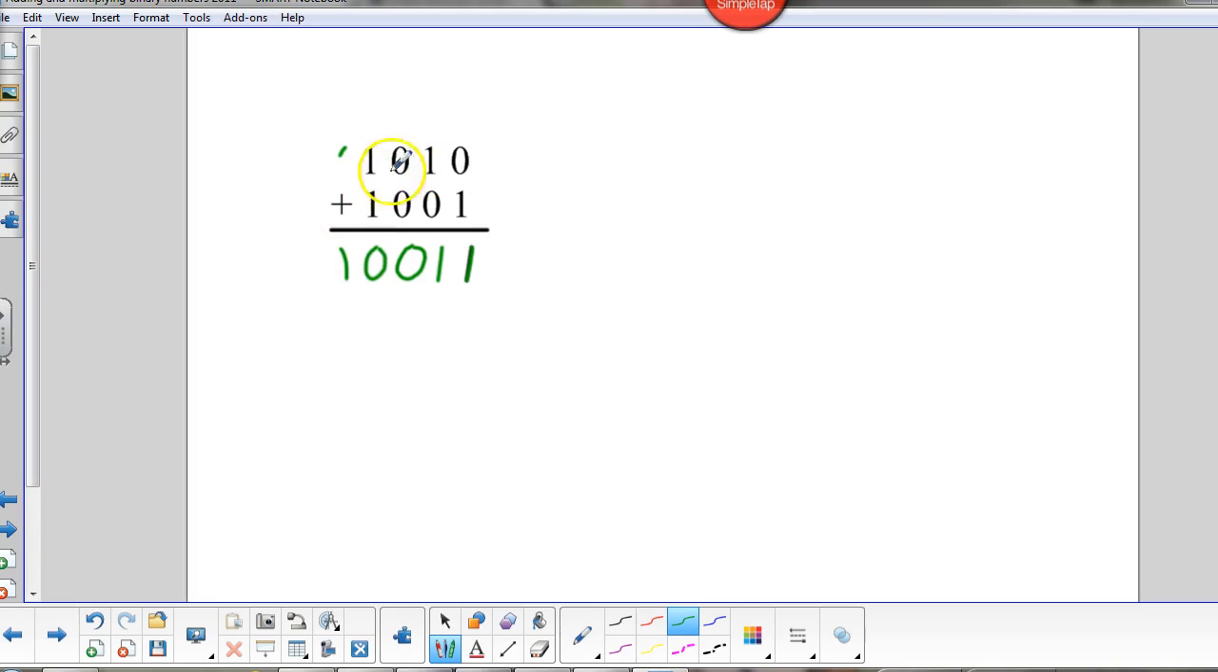If we think about this, this number at the top is the decimal number 10. This number at the bottom is 9. And 10 plus 9 would be 19. And over here, this number would be a 1, a 2, no 4s, no 8s, and a 16. So 16 and 3 is 19. So you see how it matches up. But all we had to do is add, and we either get 1 or 0.